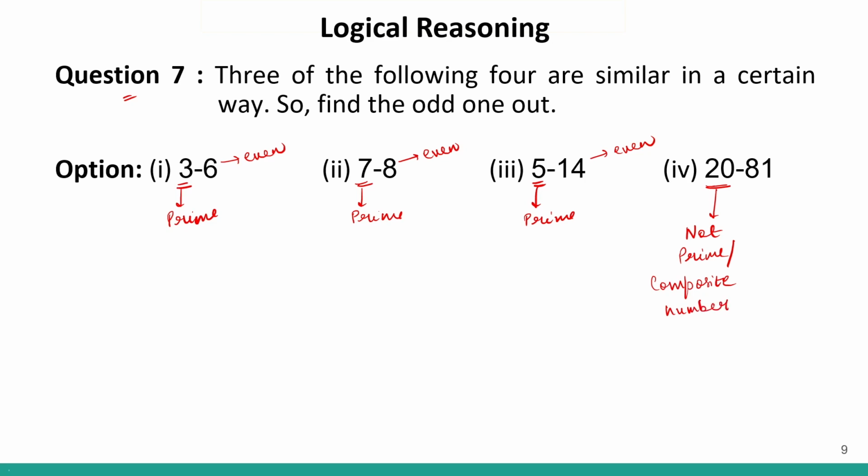Correct? It is a composite number. And if I look at 81, this is an odd number. This is not an even number. Therefore, only option 4 is different.